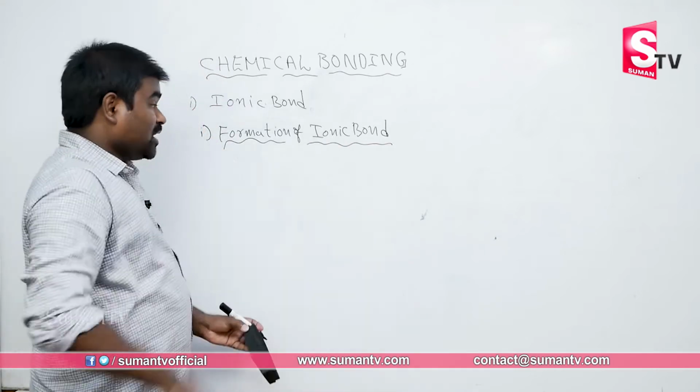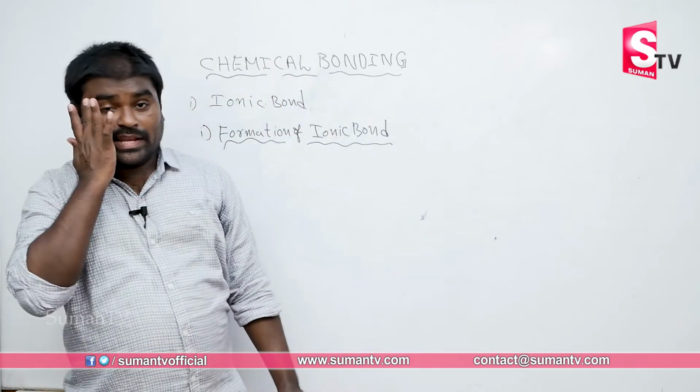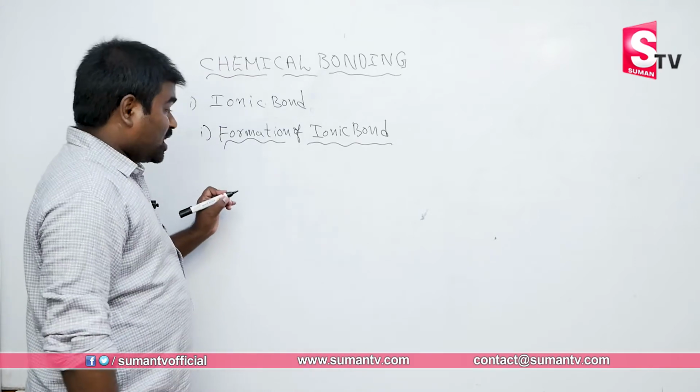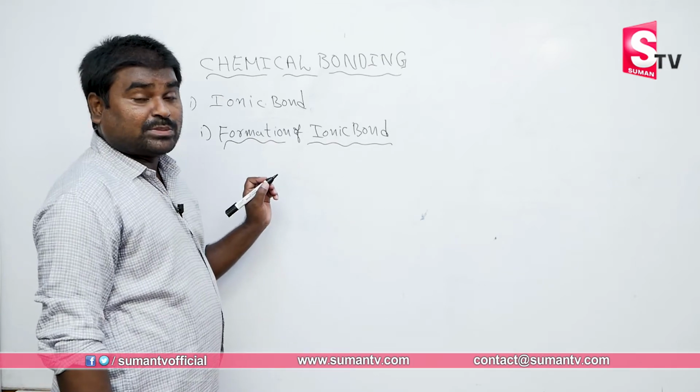Children, the first topic in chemical bonding is which bond? Ionic bond. In ionic bond, first we are learning the formation of ionic bond. What does ionic bond mean, children? What type of elements will participate here?